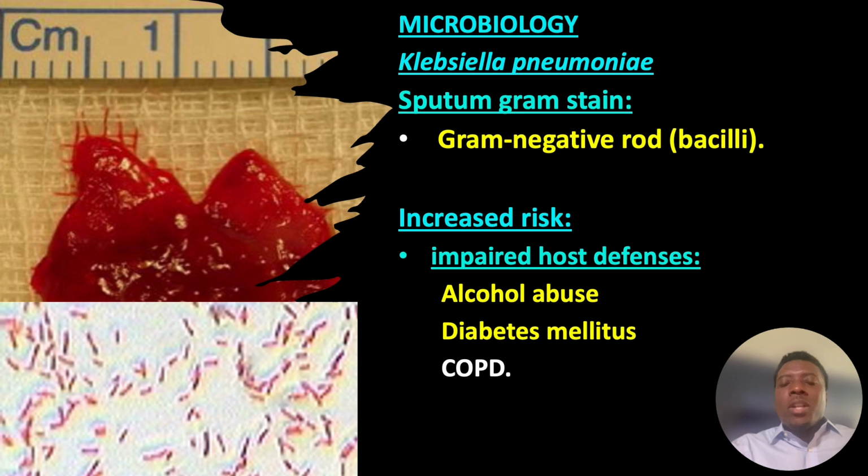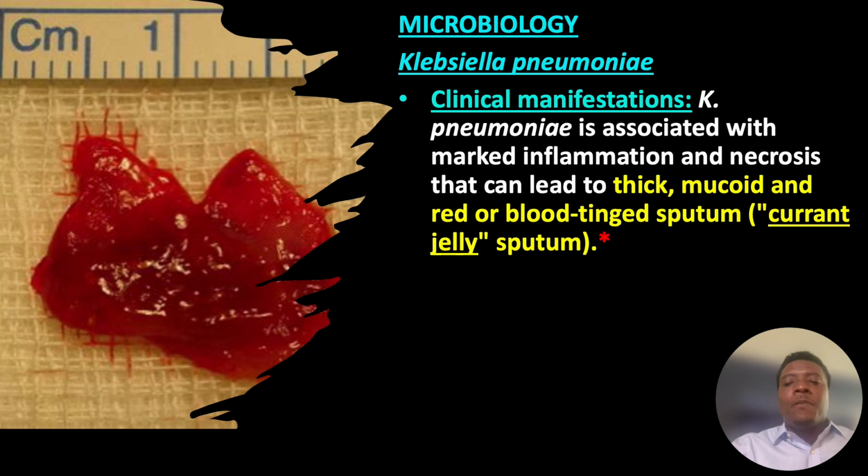A third organism they may ask you about will be Klebsiella pneumoniae. Now, it is also known as a gram-negative rod. And again, some increased risk for this infection are people that have any kind of impaired host defenses. Some big ones, for example, is alcohol abuse. Alcoholics have a higher risk of developing Klebsiella pneumonia. Patients with diabetes and COPD can be some risk factors for this infection.